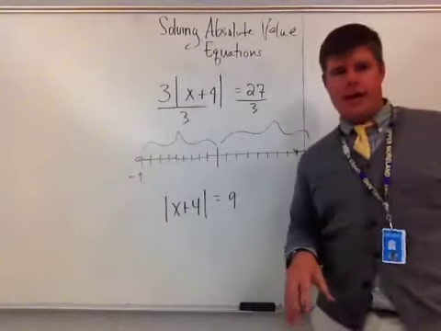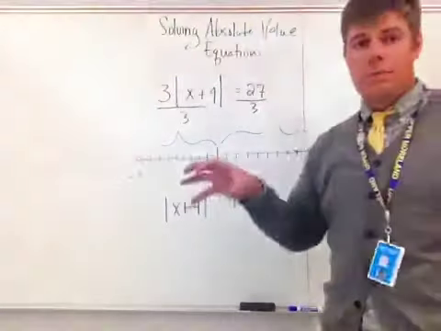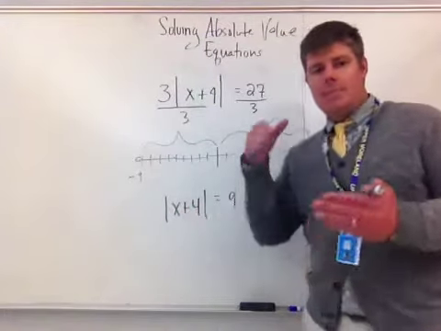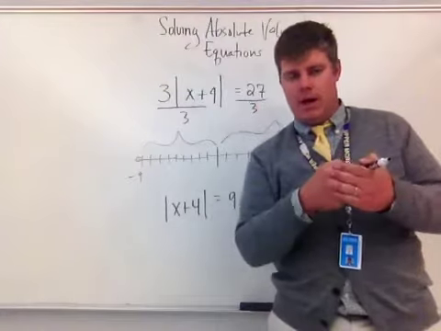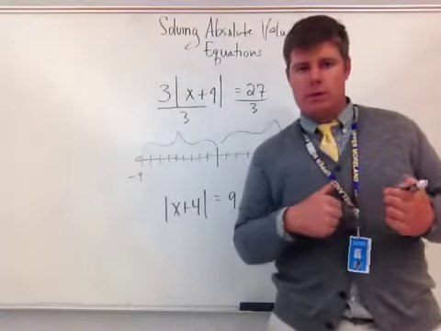So, again, what we're saying is that if I plug in a number for x and add 4 to it, it better produce an answer of positive 9 or negative 9, because those are the two values that are 9 units away from 0.